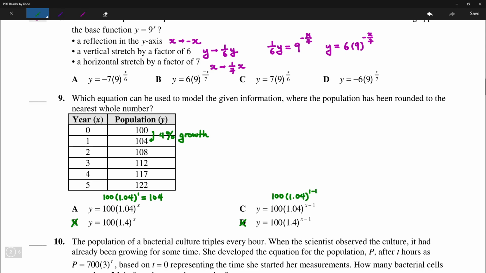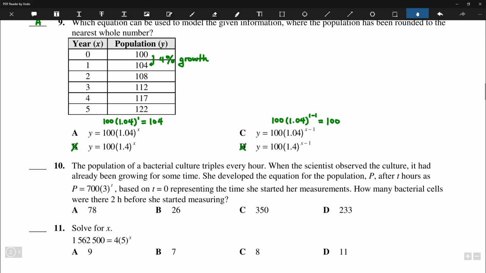On the right-hand side, with C, if we also substitute in 1, then we'll have 1 minus 1 for the exponent. So that just gives us 100, which of course doesn't match the table. So we know that the choice must be A for number 9. Okay, number 10.